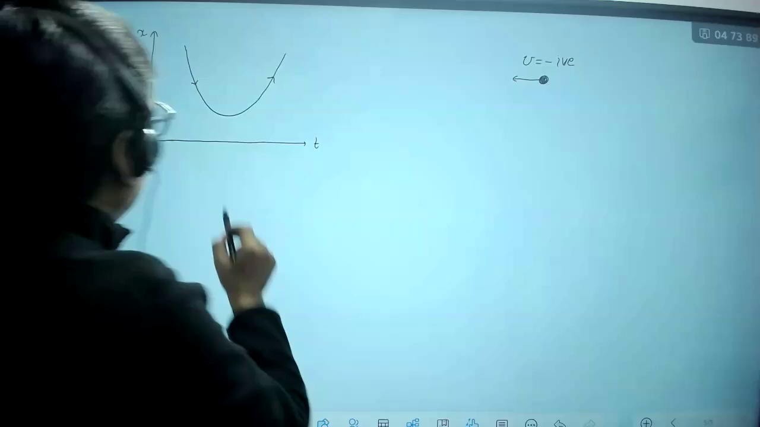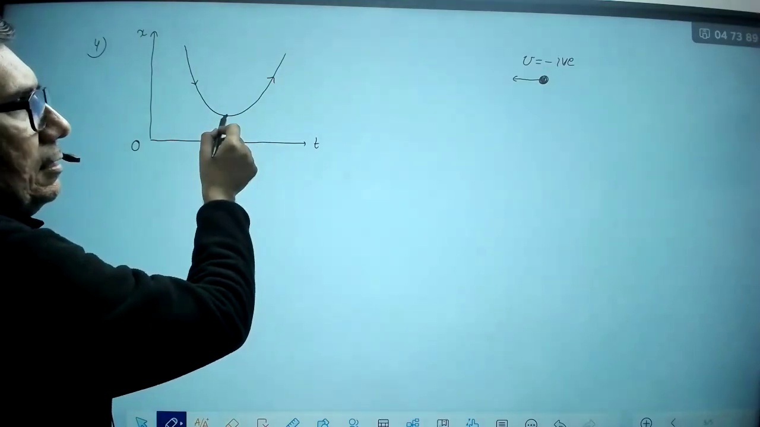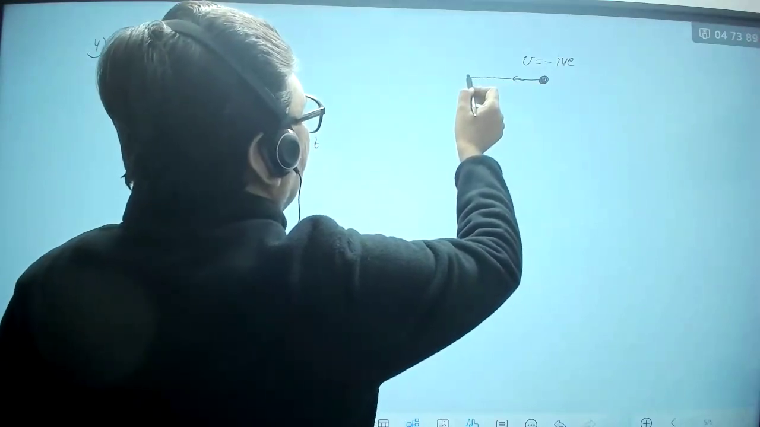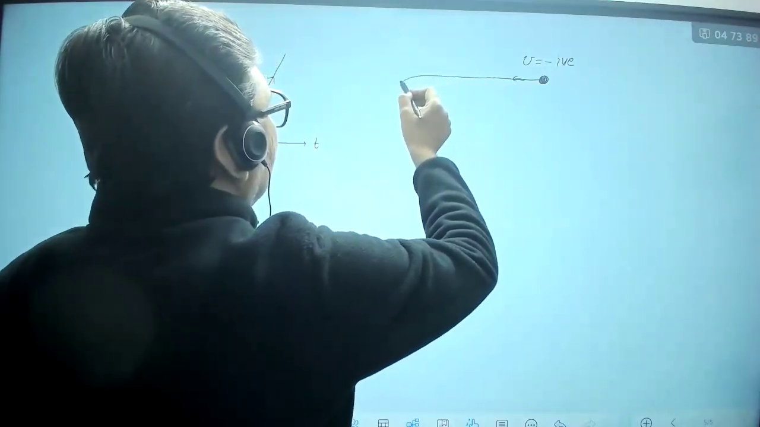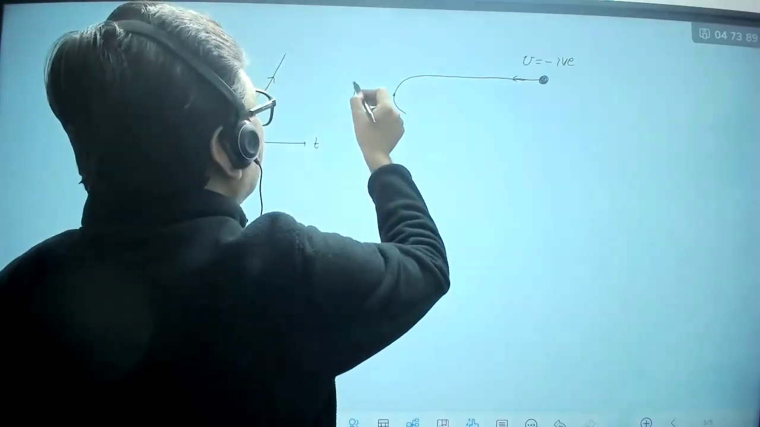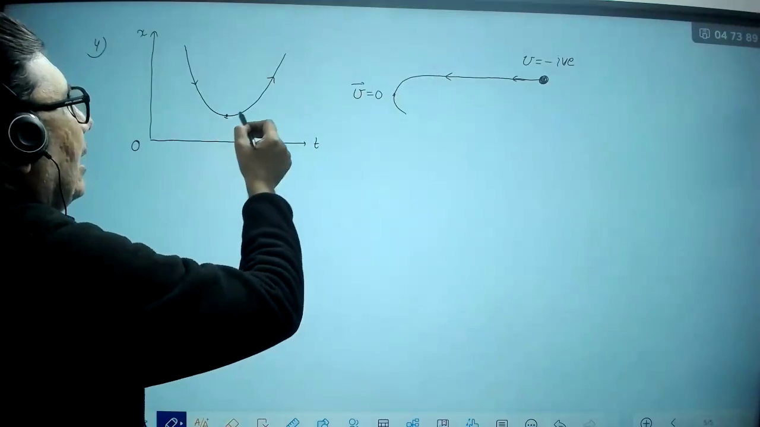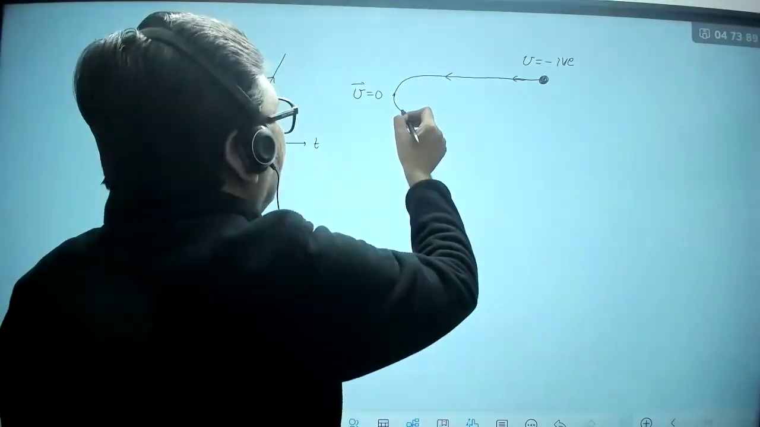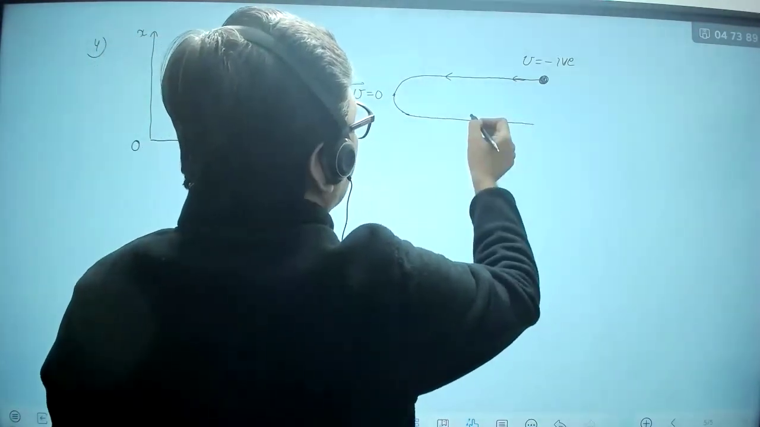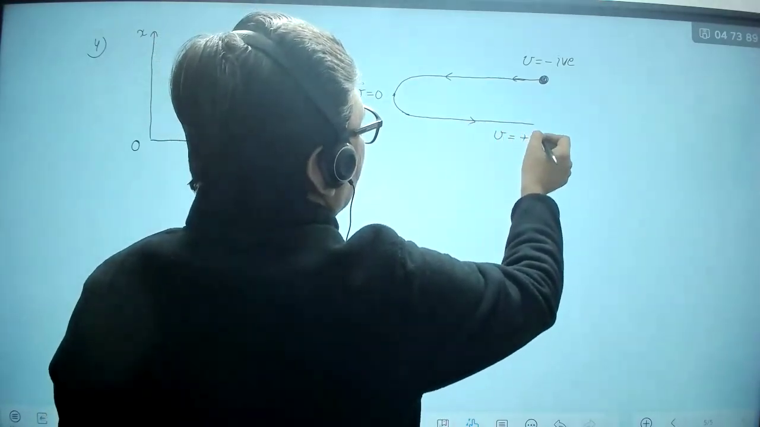Negative. At this point, if you look at this point, slope will be 0. So here, this velocity will be 0. So particle is moving with negative velocity. It is going like this, and somewhere its velocity is becoming 0. Here, its velocity is becoming 0. After this point, x is going to increase with time. So when x is increasing with time, it means particle is moving in plus x cap direction. So it will be like this. So here, velocity will be positive.